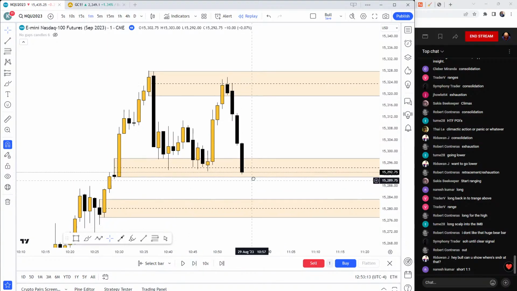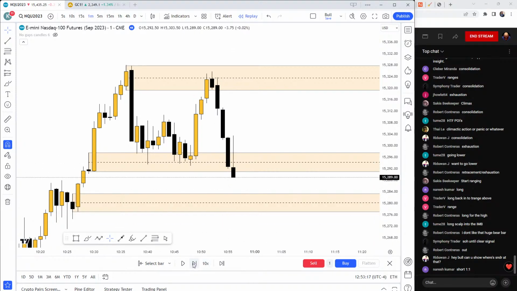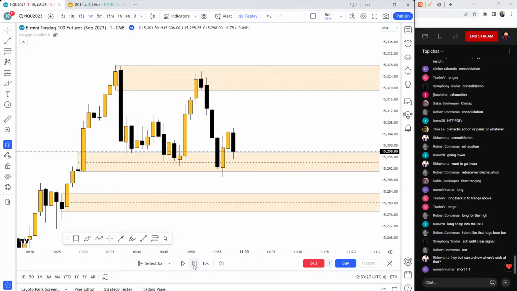Okay, so spiking lower, cool. Ooh, tapped into an imbalance. Let's see what happens. We long or short? Biased, whether we're involved or not.